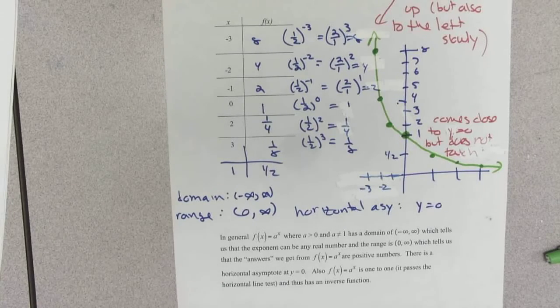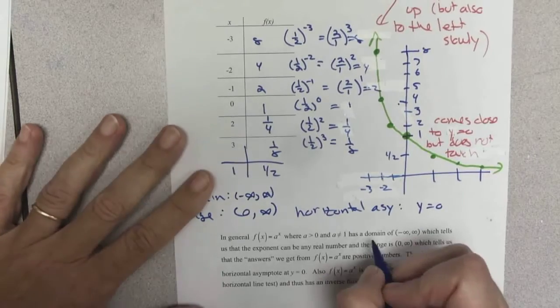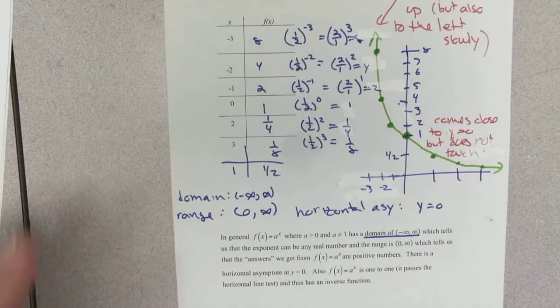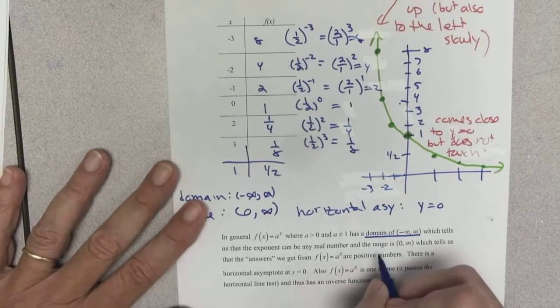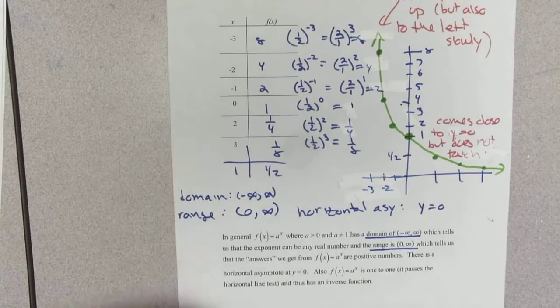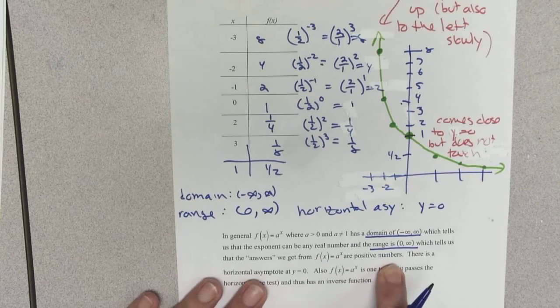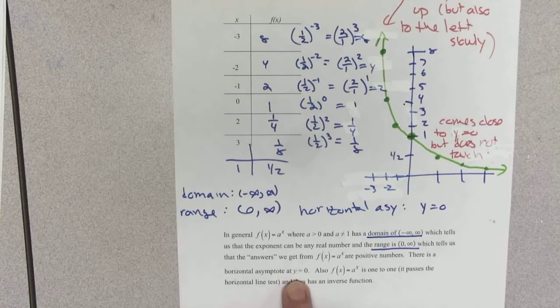In general, f of x equals a to the x, where a is greater than 0, a is positive, and a is not equal to 1, has a domain of negative infinity to infinity, which tells us that the exponent can be any real number. Range is 0 to infinity, which tells us that our answers, because range is what comes out of the function, you can think of them as your answers. The answers we're going to get from f of x equals a to the x are positive numbers, and there's a horizontal asymptote of y equals 0.